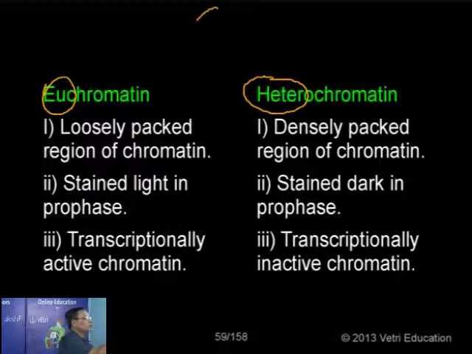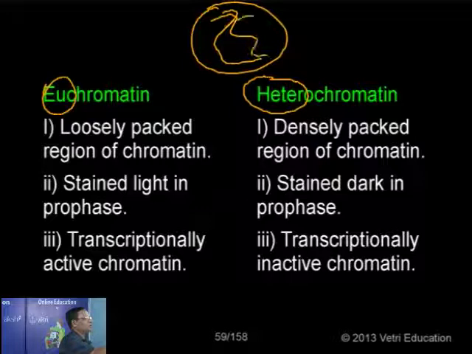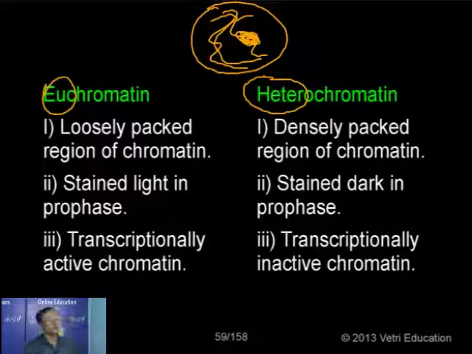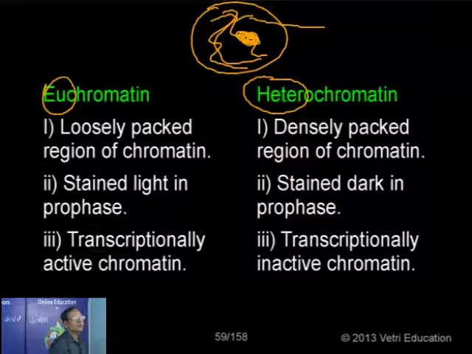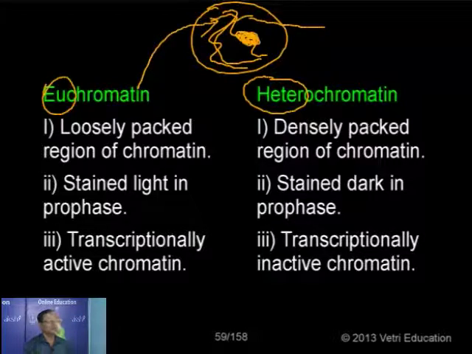Suppose you are taking the interphase nucleus. Now these are all the chromatin fibers. At some regions the chromatin fiber is very dense, darkly stained. In another region it is in a diffused form, not stained dark, very light in nature. So accordingly we can have two different types of chromatin. The loosely packed region of the chromatin is known as euchromatin. The densely packed chromatin fibers are called heterochromatin.